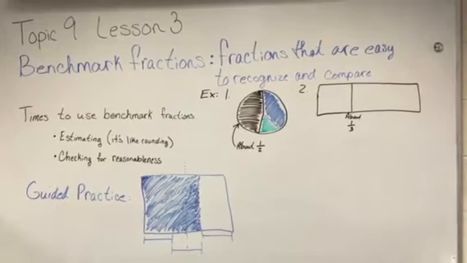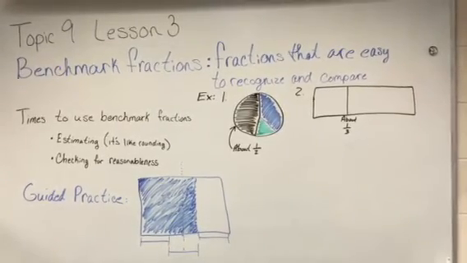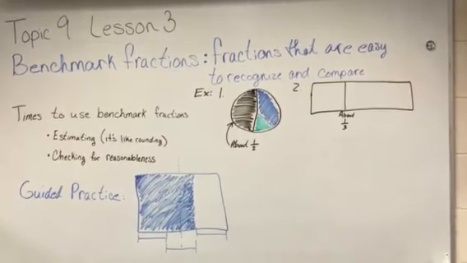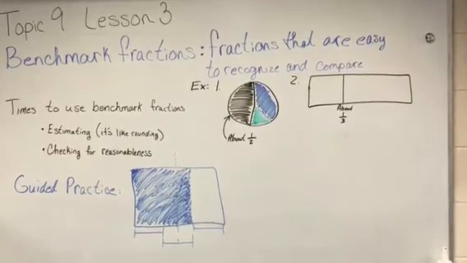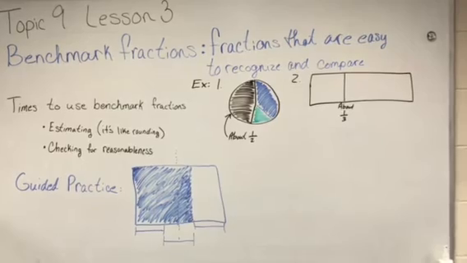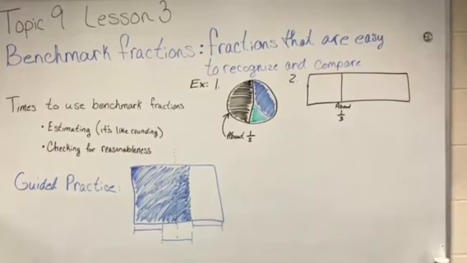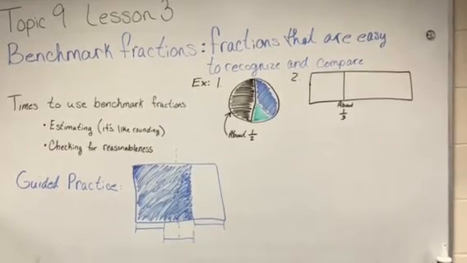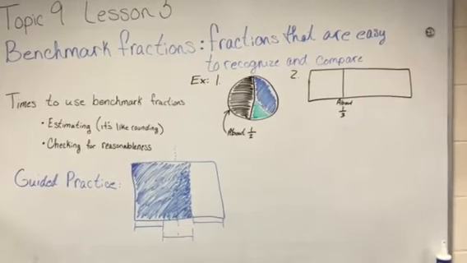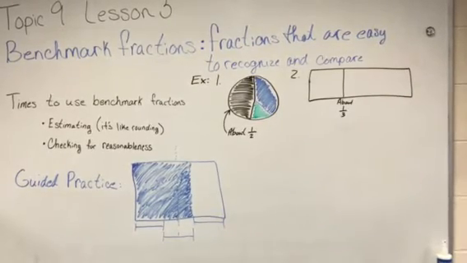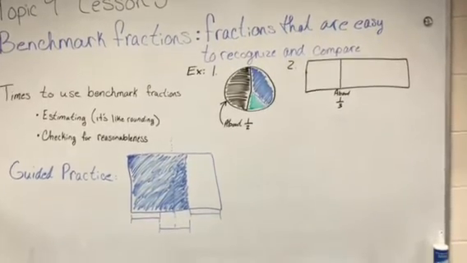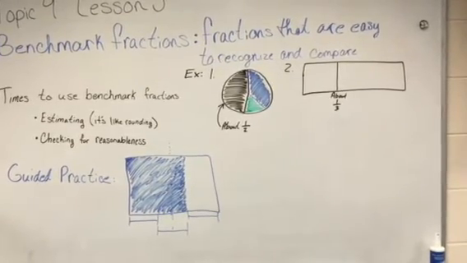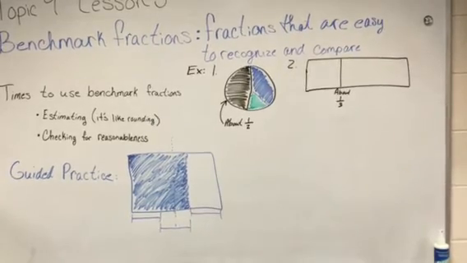Times to use benchmark fractions. Benchmark fractions are just like estimates. You'd use it just like you would round a number to be able to multiply or divide it easier. You can use benchmark fractions to do that as well with pictures or diagrams. Also, you might want to use it for checking for reasonableness. If I were to say in example 1 that the shaded black area was 70%, I could look at it and say, well, it's less than half, and half would be 50. So that wouldn't be reasonable.